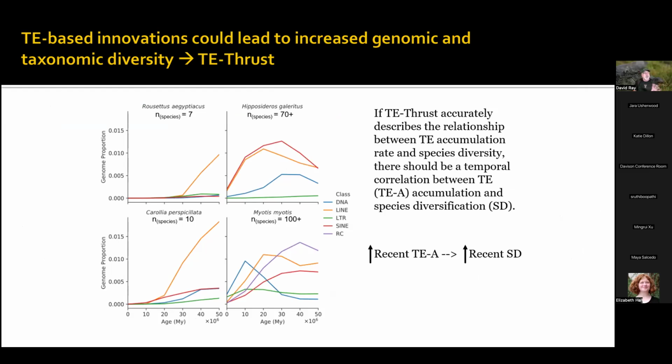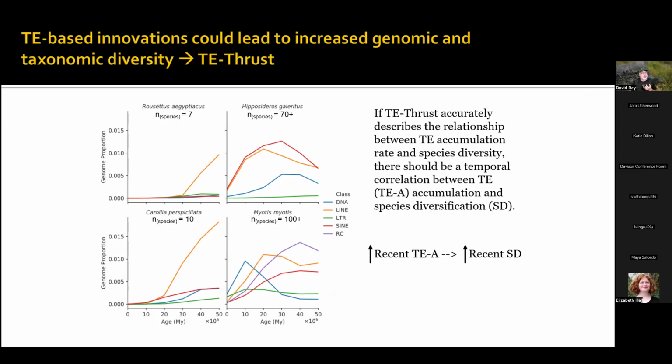One of the predictions of the TE thrust hypothesis is that if you have recent TE accumulation, you should see recent species diversification as well. And we see tantalizing hints of this, that as transposable elements start expanding through your genome and start accumulating in your genome, that's going to cause all the disruptions and potentially lead to adaptive change. So what we should see is recent species diversification occurring alongside that. And we kind of do see that.